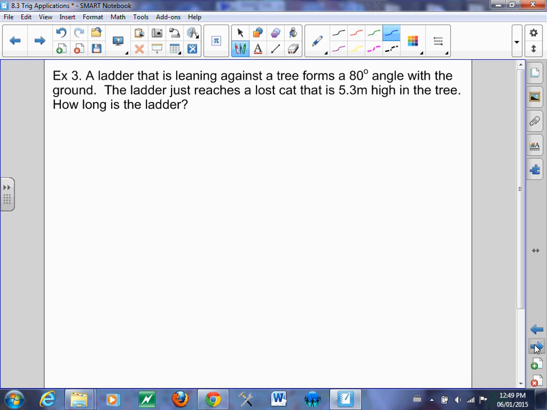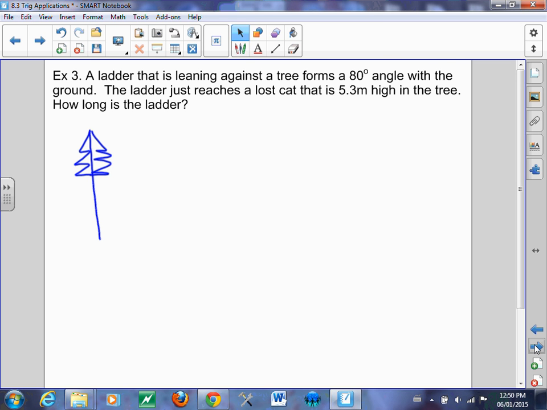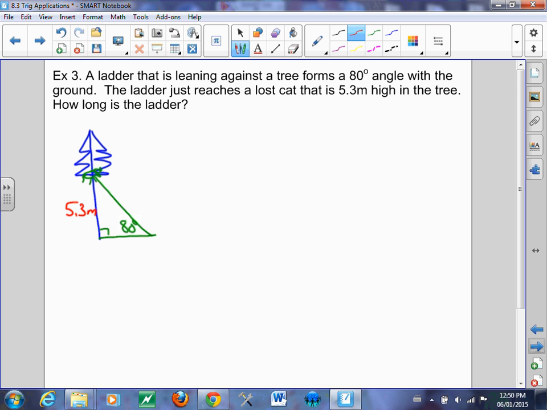All right, number 3, word problem. A ladder is leaning against a tree. Okay, so here's my tree. Do you like my tree? Awesome. Okay, and we'll just pretend there's no branches. Okay, and a ladder's leaning against it. Okay, and it says that it forms an 80-degree angle from the ground. Okay, the ladder just reaches a lost cat. So we can pretend my little cat's here, like my little diagram of my kitty cat, whiskers, cute little tail. Okay, and it says that the cat is 5.3 meters in the tree, so that's the height. So 5.3 meters. Question is, how long is the ladder? So we're going to let x represent ladder length.